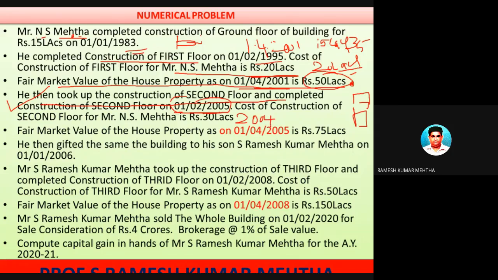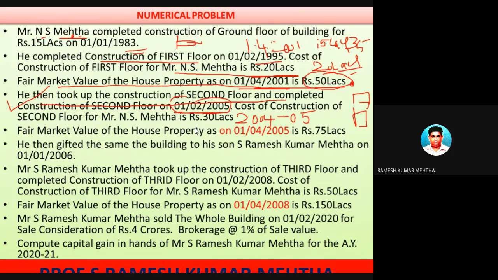2004-2005. So you should do indexation. Indexation, because if there is an improvement, even if it is done by the previous owner, it has to be indexed, and that is the indexed cost of improvement. Okay, hope you have understood this point. So the cost of construction of the second floor for Mr. NS Mehta is 30 lakhs.